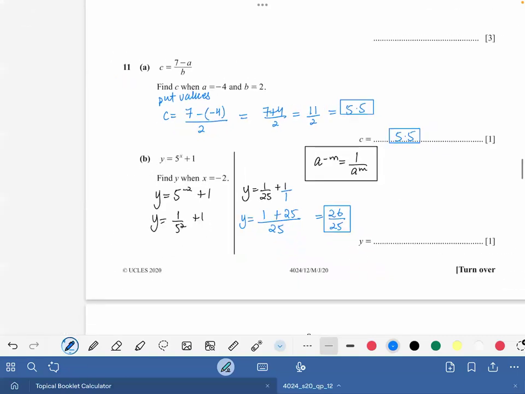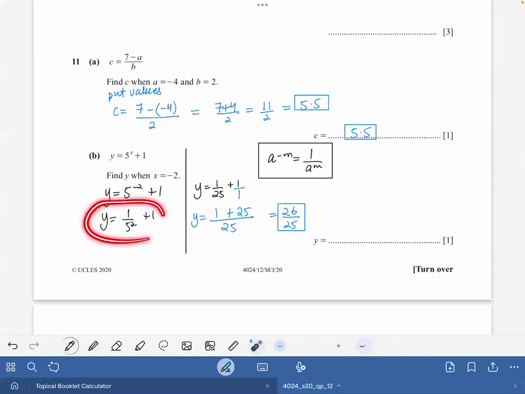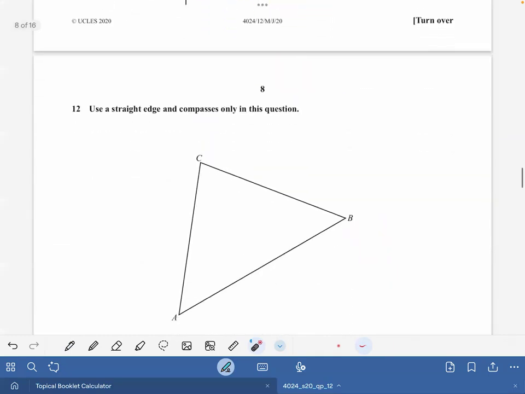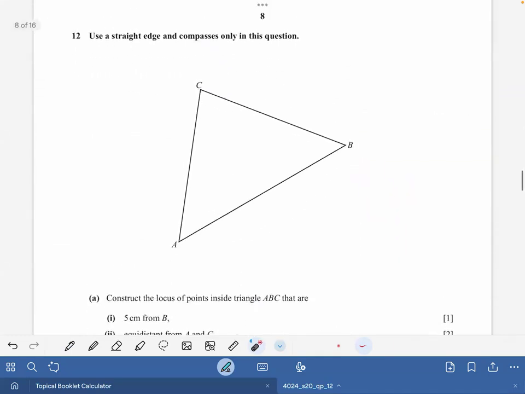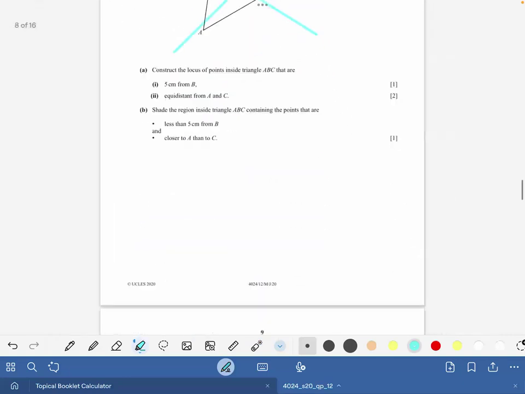And the question is for 1 mark. If you leave your answer here, you will get 0. You have to find the value. Okay. So, and this is what the final answer written in the marking scheme as well. Use straight edge and compasses only. So this is out now because loci is not the part of the O levels and even IGCSE syllabus.